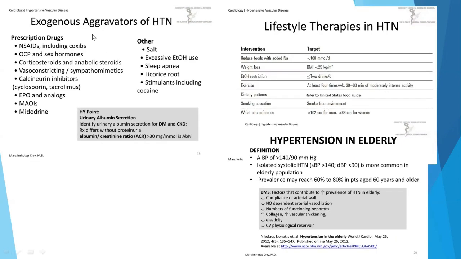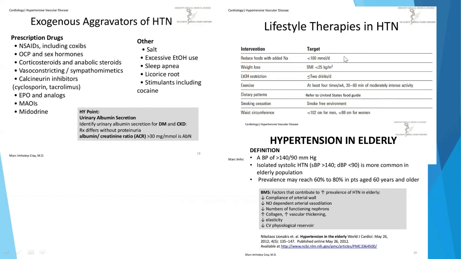Now, the exogenous aggravators of hypertension may be some drugs like NSAIDs, OCPs and sex hormones, corticosteroids and anabolic steroids, vasoconstricting drugs, EPO analogs, midodrine, other may be salt, sleep apnea, licorice. So urinary albumin excretion: identify urinary albumin excretion for DM and CKD, and treatment differs with proteinuria. Albumin by creatinine ratio more than 30 milligram per millimole is abnormal.